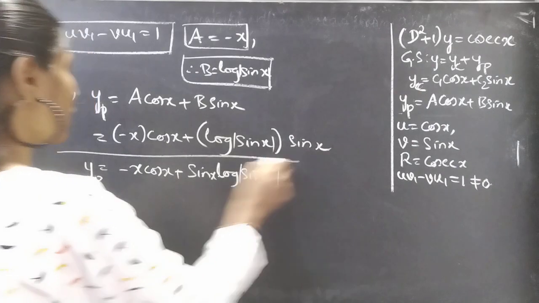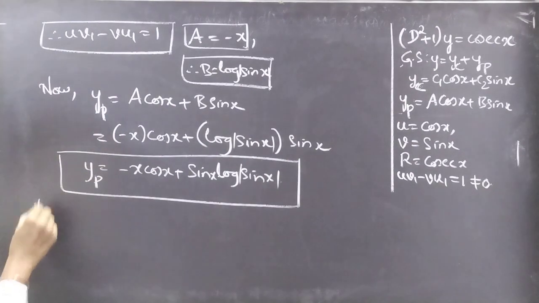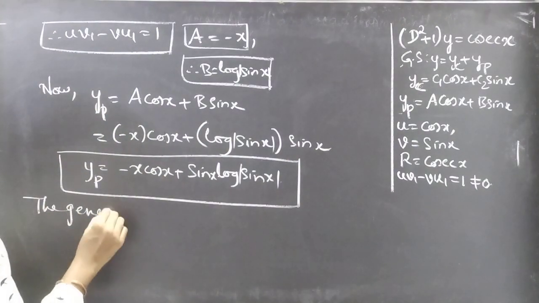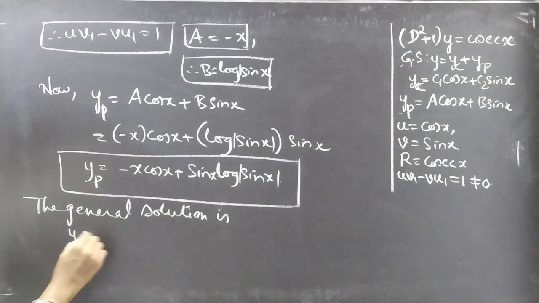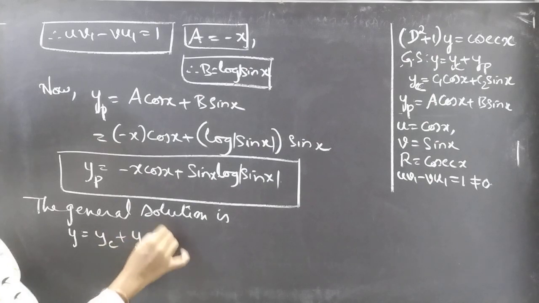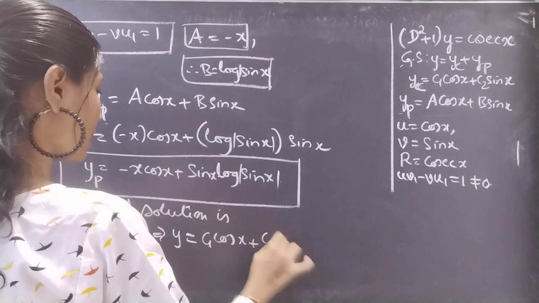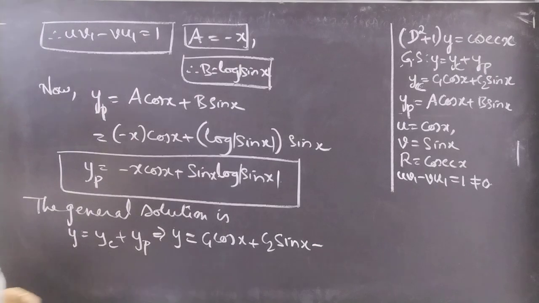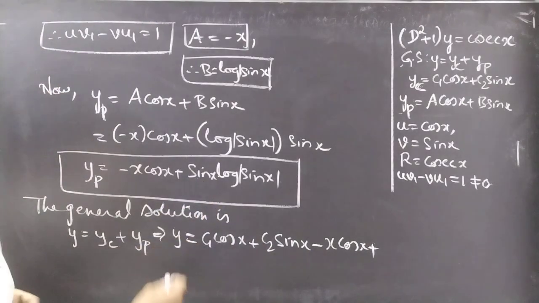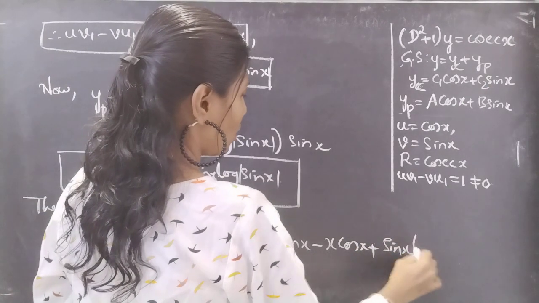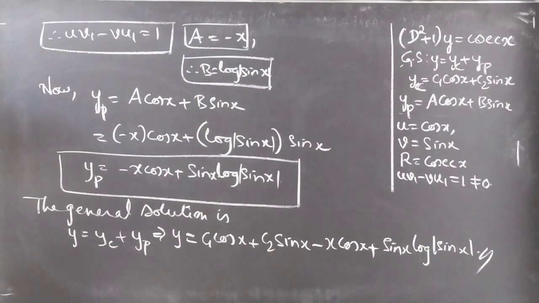Now we have yp, and also yc. Let's now write the general solution. The general solution is given by y equals yc plus yp, so y equals yc, c1 cos x plus c2 sin x, plus yp, which is minus x cos x plus sin x log mod sin x. This completes the problem.